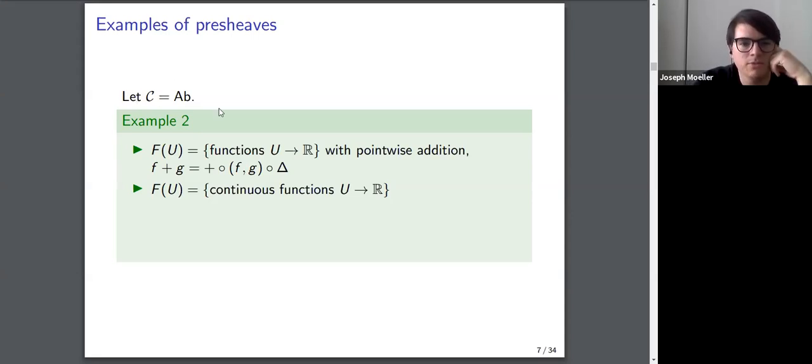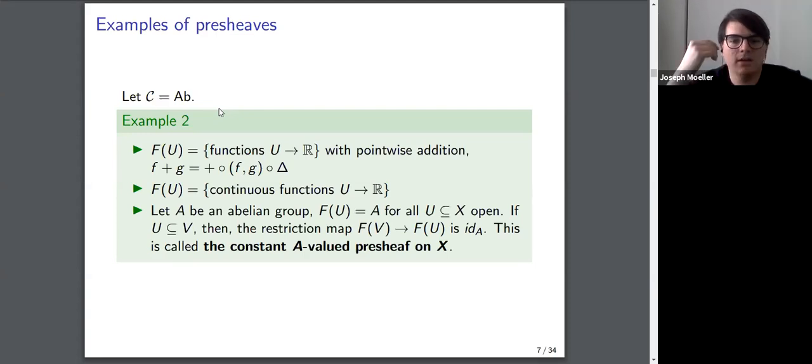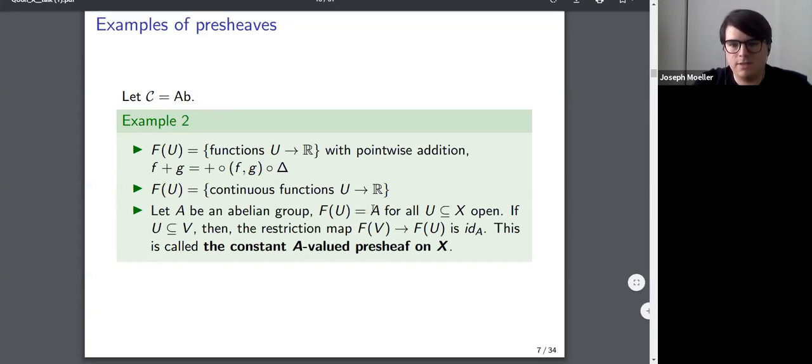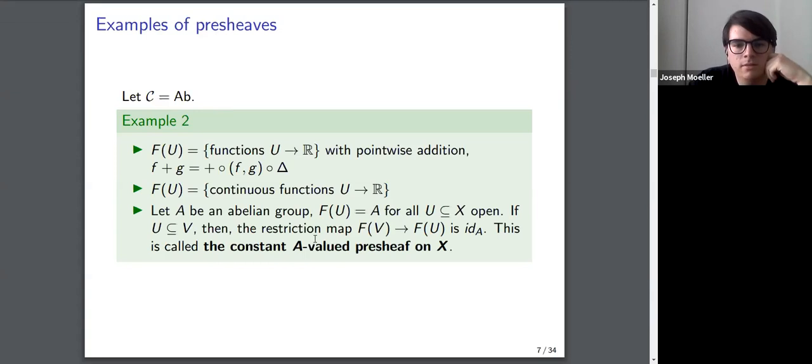I guess I should have put non-examples in here, but I didn't do that. But here's an example that's a bit different. If you take a random abelian group A, we can make up a presheaf called the constant A-valued presheaf on X. It just says every open set, you give it A as its output, and every restriction map, since it's going from A to A, and the only thing we know about A is that it's an abelian group, you just say it's the identity map on A. And so it's very boring, but that's indicated by calling it constant.